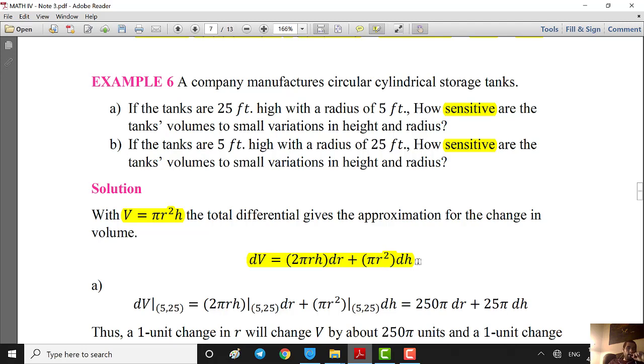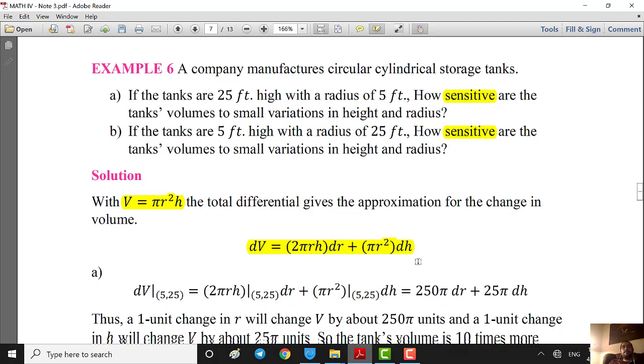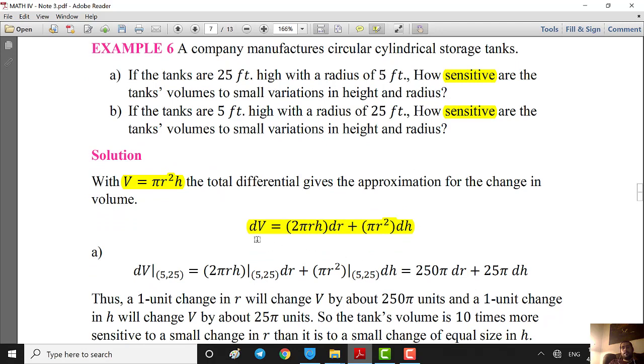Okay? Now, in part A, we see that this change in the volume at point 5 and 25, meaning dV at a point for which R is equal to 5 and H is equal to 25, is going to be equal to, if you put the proper R and H into the formula, 250 pi times dR plus 25 pi times dH. Okay?